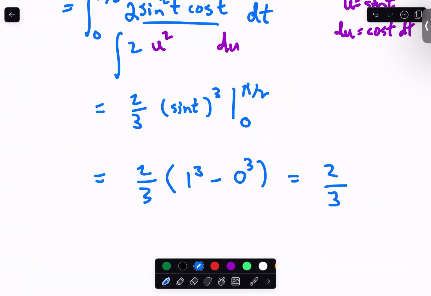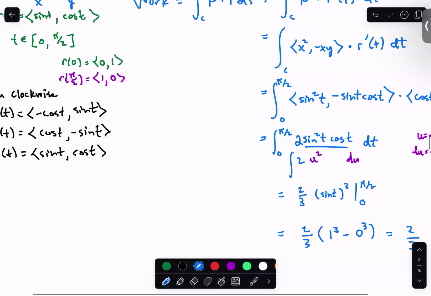But again, if you did this wrong, by the way, and you use the classic parametrization for a circle rather than this, you would end up with negative 2/3 because you were traveling the wrong way along the curve there. So if you got a negative, this is an indication that something's gone wrong.